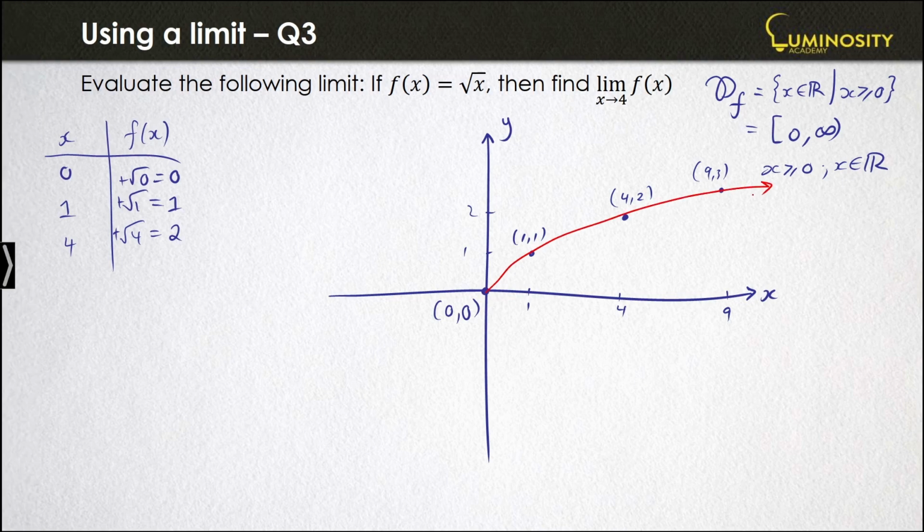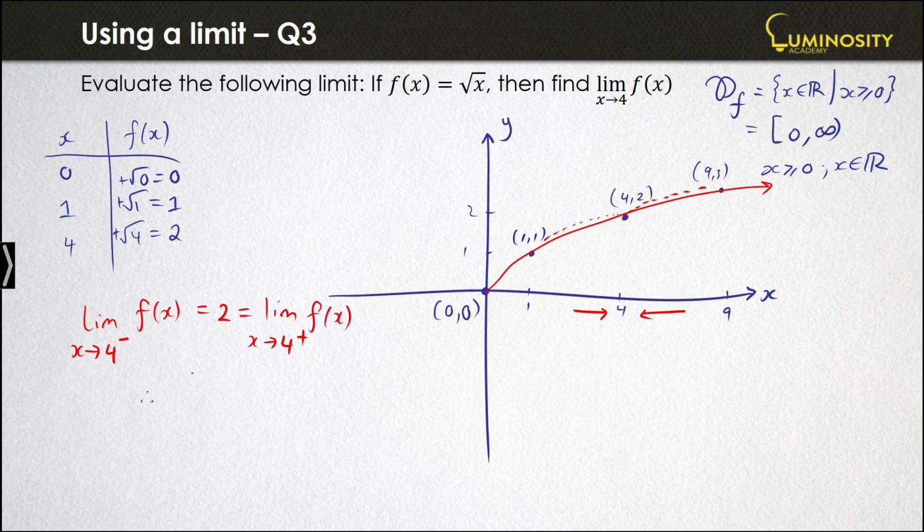Here we want the limit as x approaches 4. First of all, the limit as x approaches 4 from the left of f of x. As we go from the left, can you see the y values are approaching 2? Similarly, if you take the limit as x approaches 4 from the right, can you see your y values are approaching 2 as well from the right?